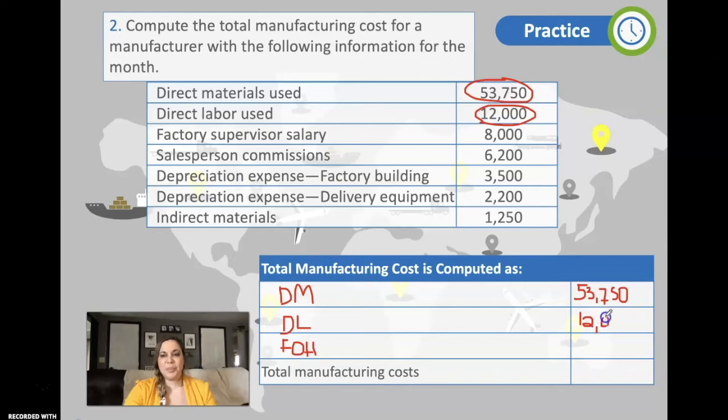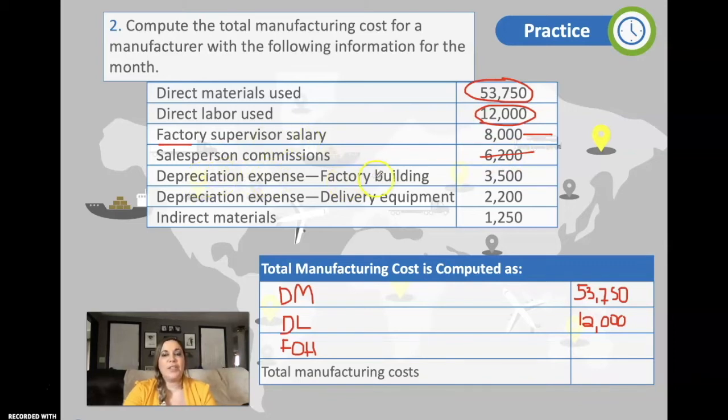Factory overhead's a little bit more complicated. There are a lot of things that go into factory overhead. Factory supervisor salary is next. Would that be considered factory overhead? Yes, it would. It has to do with the factory, so the $8,000 would be included. What about salesperson commissions? That is not part of the factory, so that number is not part of overhead. Remember, that is a period cost.